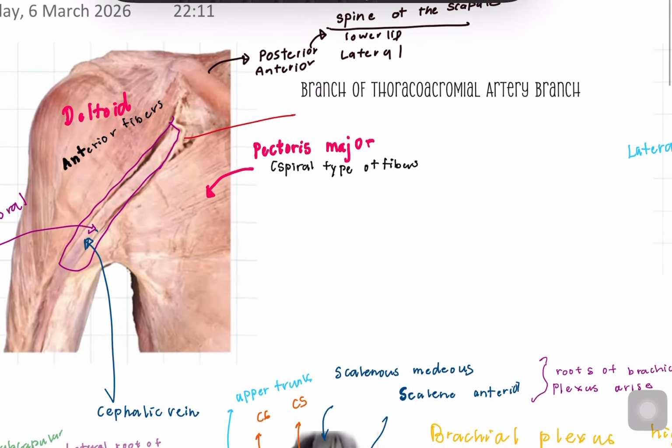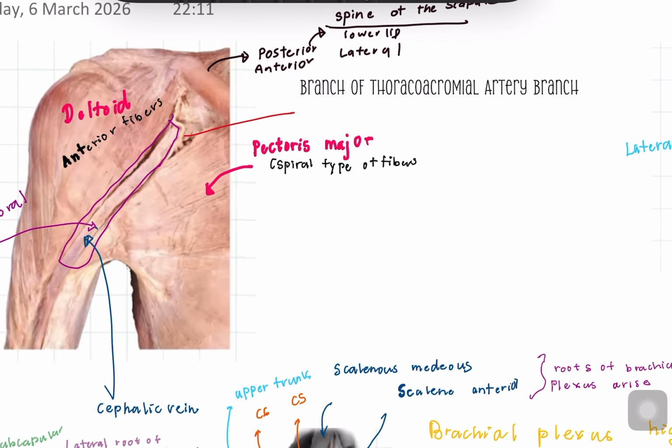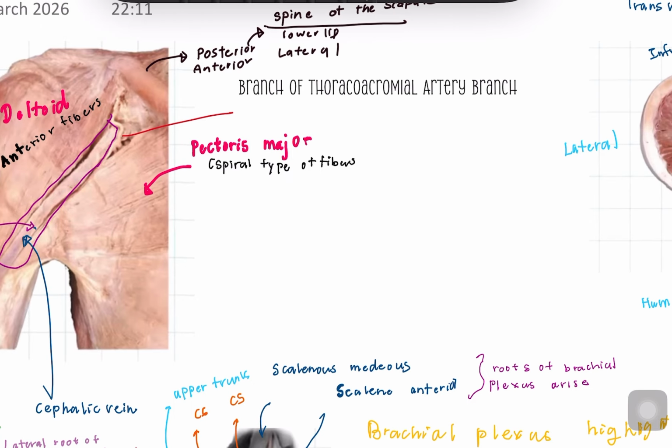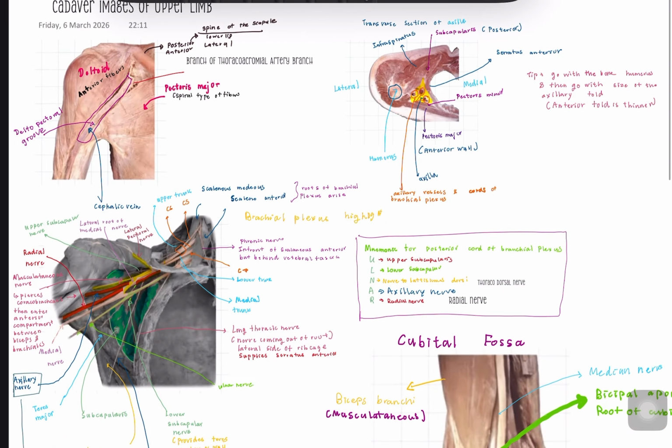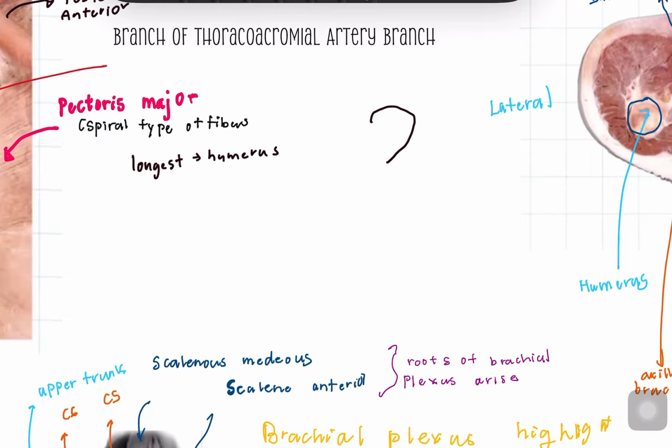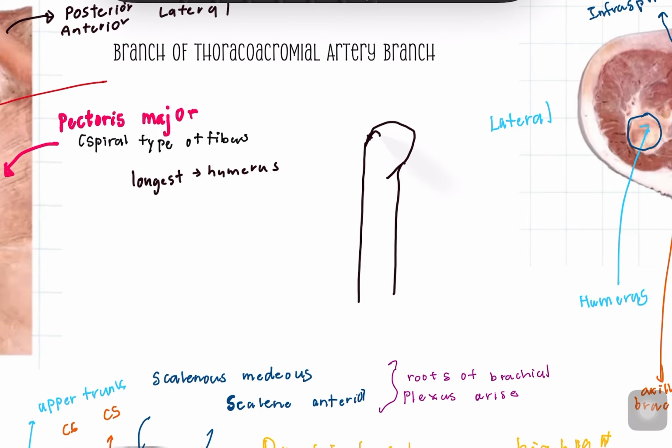So in the upper limb, we have humerus. Humerus is a bone that is connected with the glenoid cavity, and it is the longest bone in the upper limb. So in this humerus, the upper end is rounded to form the head. And we have two tubercles, greater tubercle and the lesser tubercle.